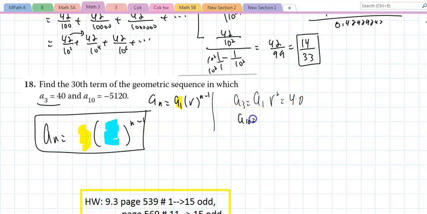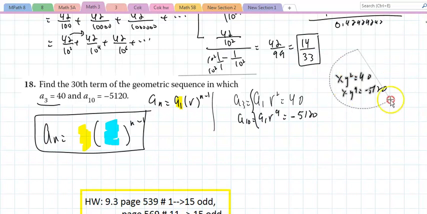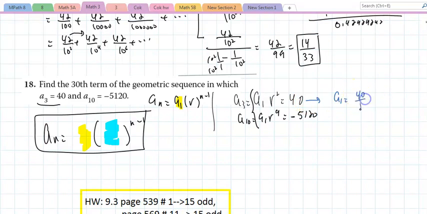A sub 10 is a sub 1 times r to the 9th, and that is negative 5120. That's a system of equations. That's like saying x y squared equals 40 and x y to the 9th equals negative 5120. I'm going to use substitution. Again, you could solve by using elimination, but since we're so used to substitution, I'm going to solve for a sub 1. Isn't a sub 1 backwards? Isn't that 40 divided by r squared? And I'm going to substitute that right there for a sub 1.